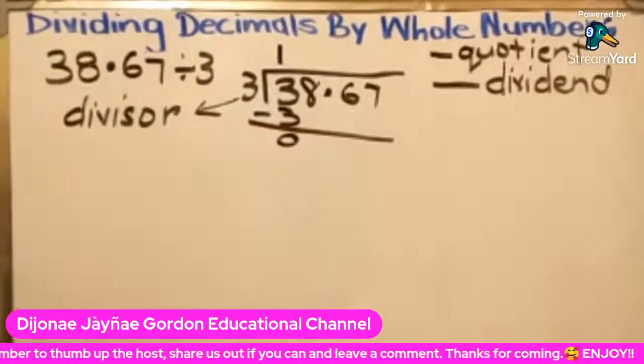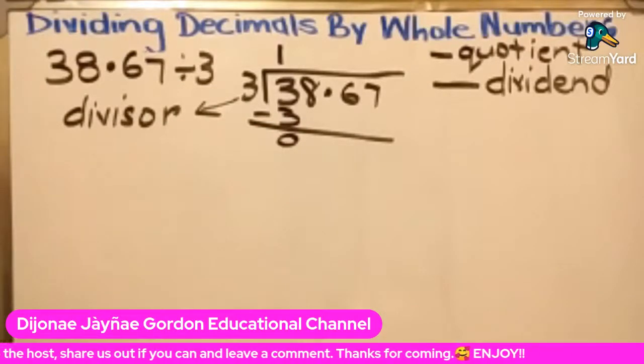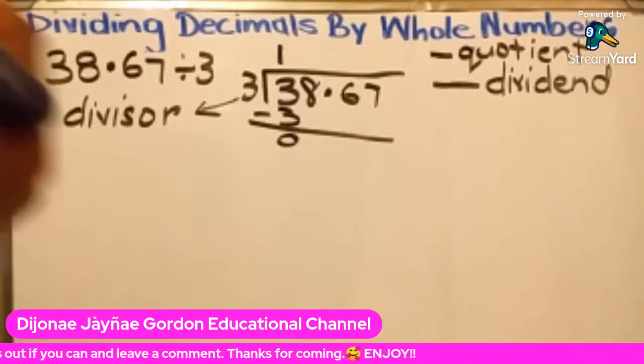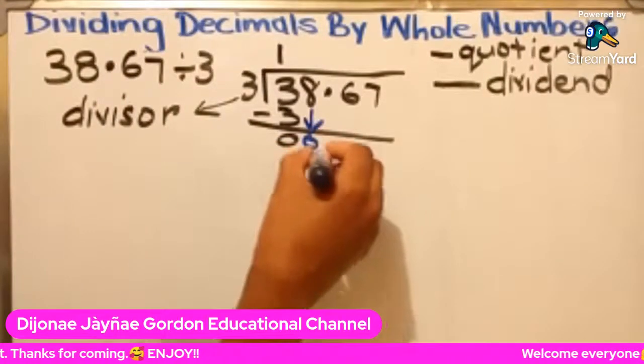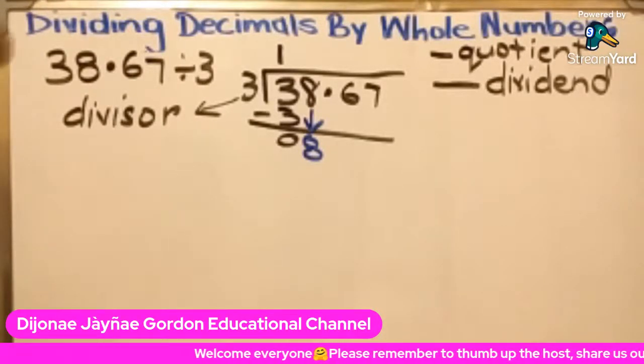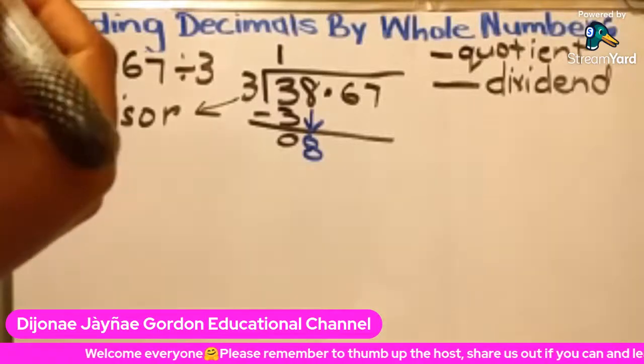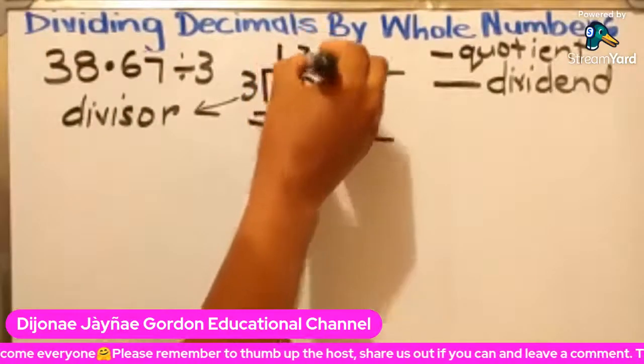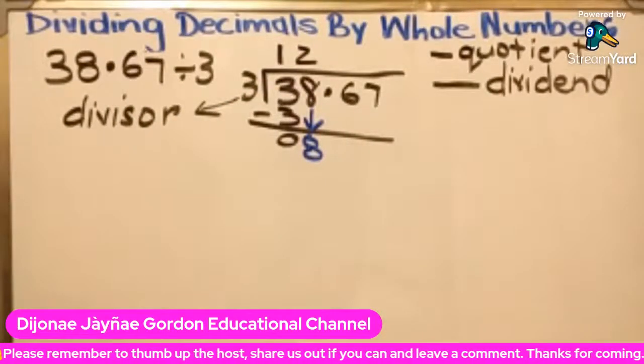So the next thing you're going to do is bring down. What are you going to bring down? You're going to bring down the next digit that is in line. And this digit is in the ones place. So now you're going to ask yourself, how many groups of threes can you get from 8? And of course, you can only get 2 groups of threes.